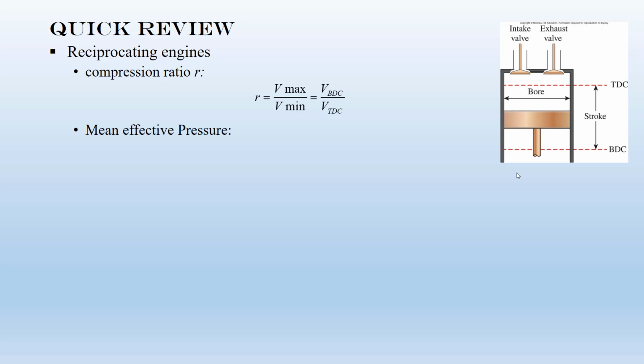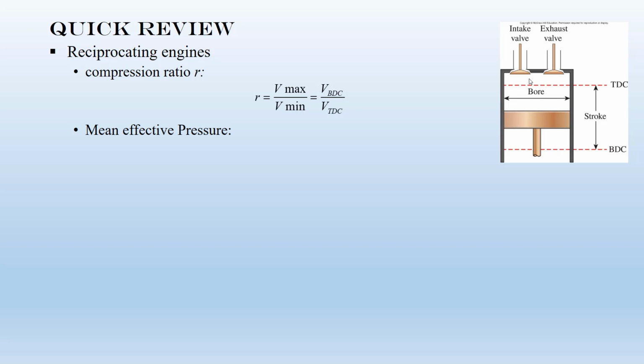Then we discussed the reciprocating engines. We discussed the bore, stroke, TDC, BDC, intake valve, exhaust valve, and then we discussed the compression ratio. If you remember, the compression ratio is the ratio of two volumes, but not pressure. So it's the ratio of Vmax over Vmin.